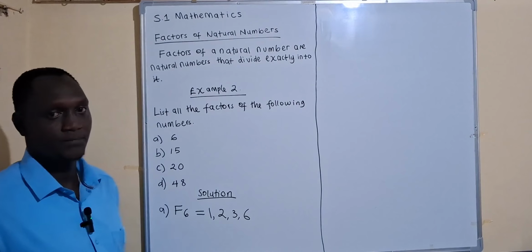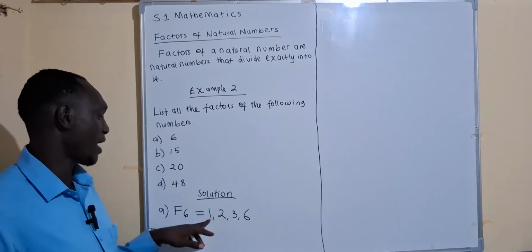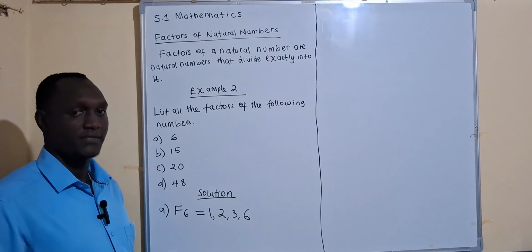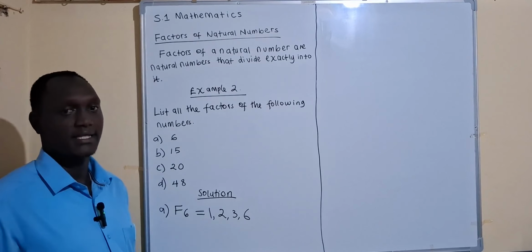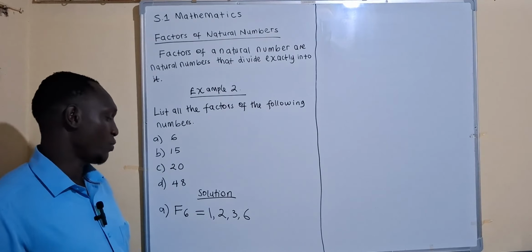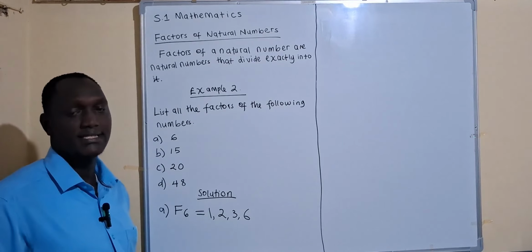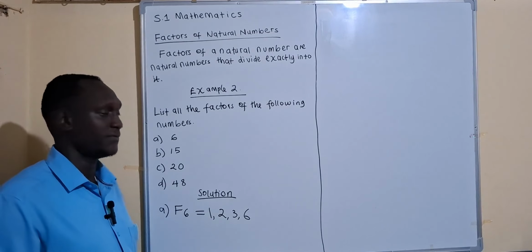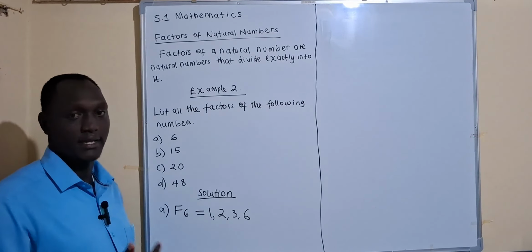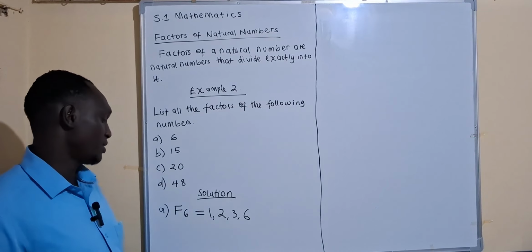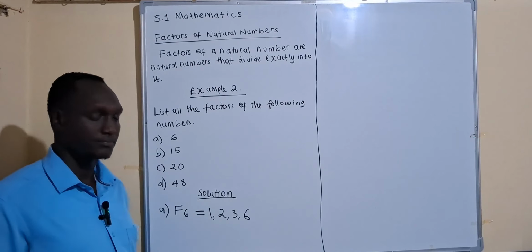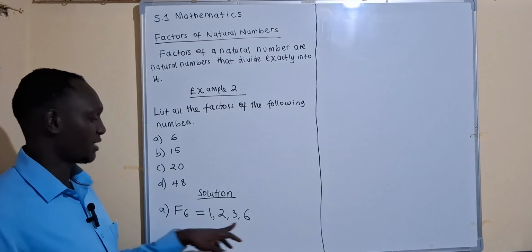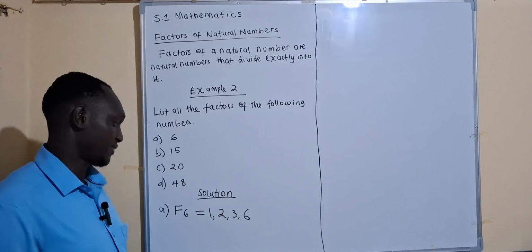And so far, you must have noticed that 1 is a factor of every number. Any number divided by 1 is that number and the remainder is 0. Also, every number is a factor of itself. That is, if you divide a number by itself, you get 1 and the remainder is 0. So always, if you are listing factors of any number, know that 1 will be there and the number itself will be the last factor.